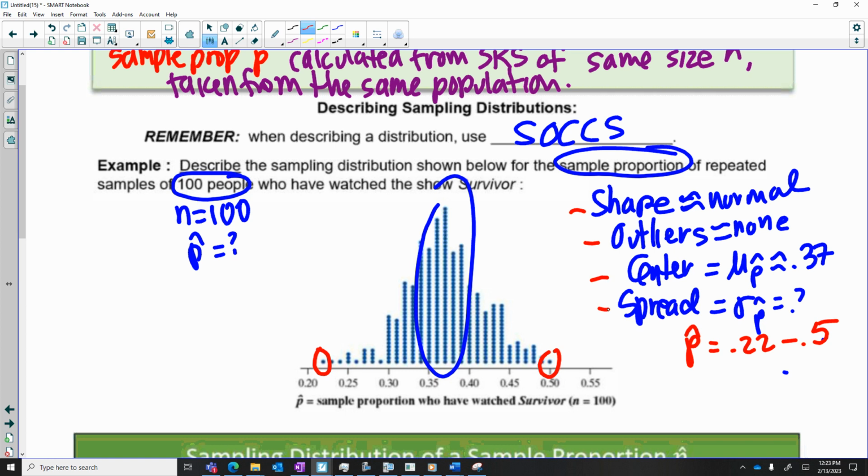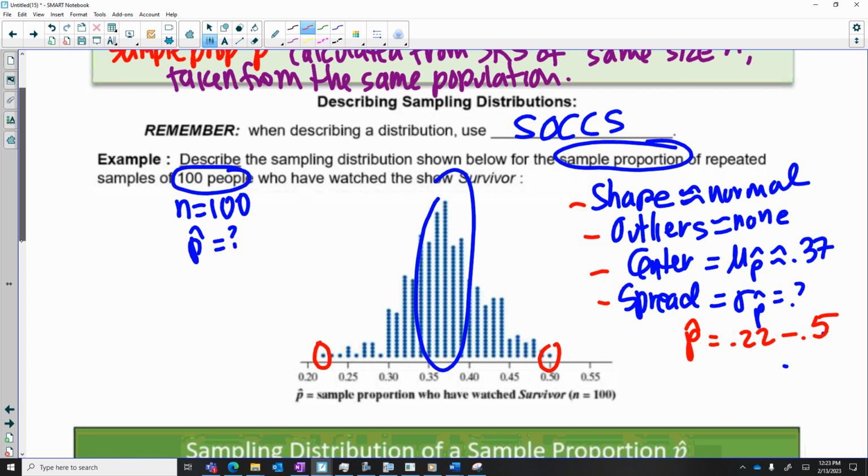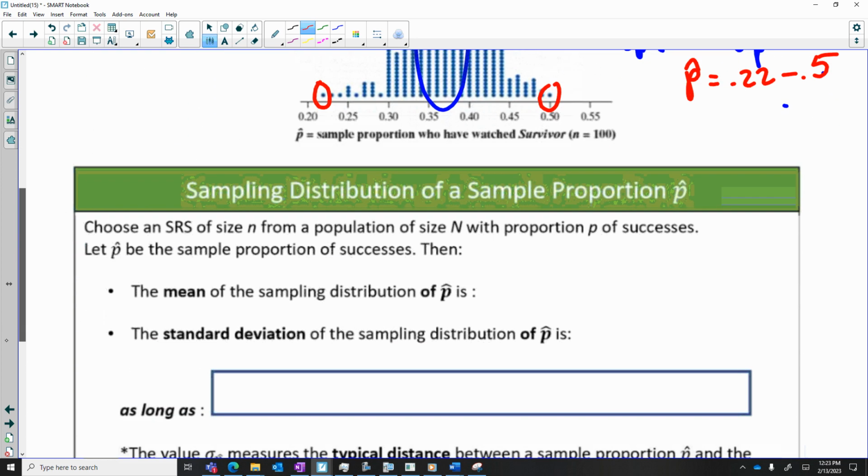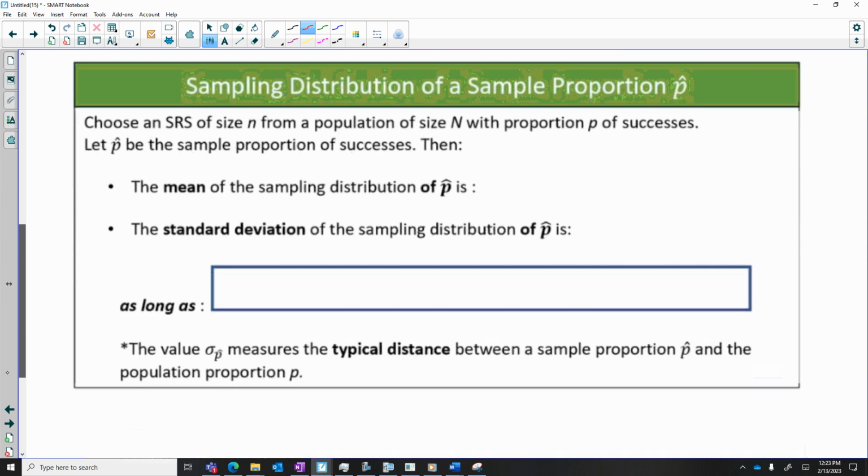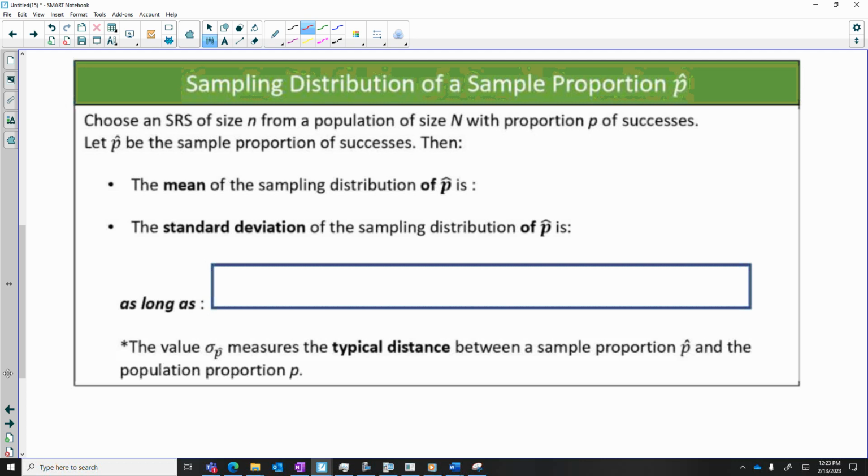But there's actually a real way of calculating the value of the mean of all the p hats and the standard deviation of the p hats. And that is on the reference table. So we can go to our reference table and use formulas that are going to help us here. This is the more official route of doing SOCS for a sampling distribution of p hat. Let's start with the mean.